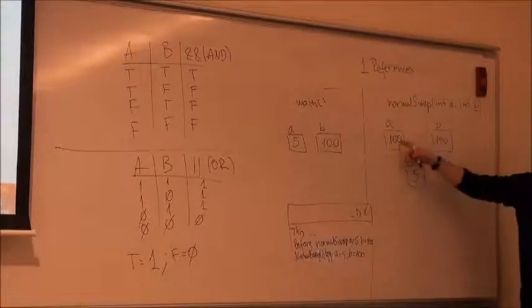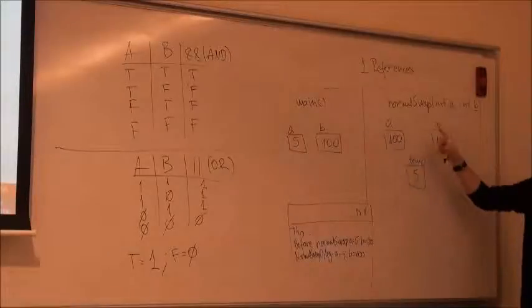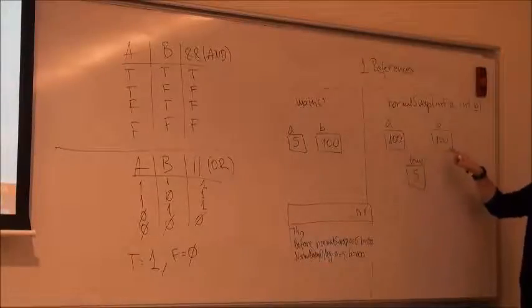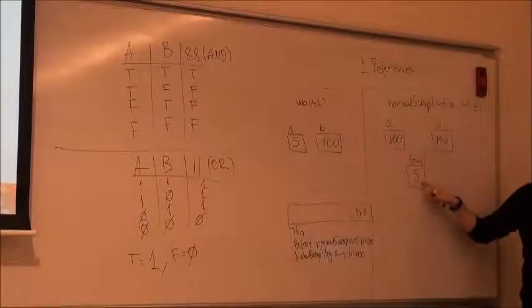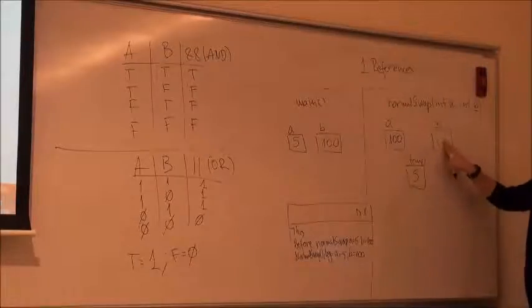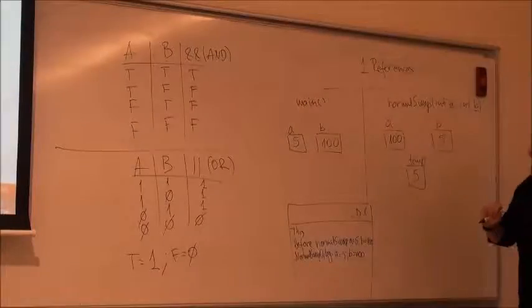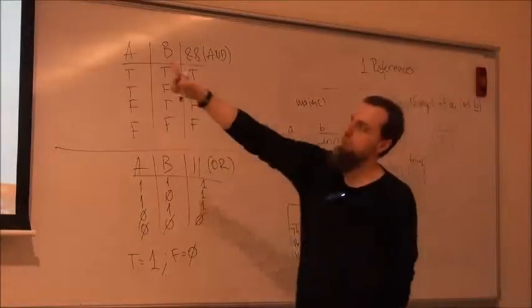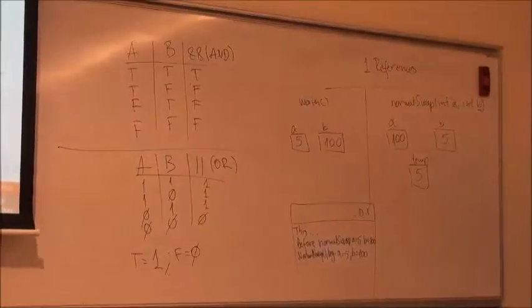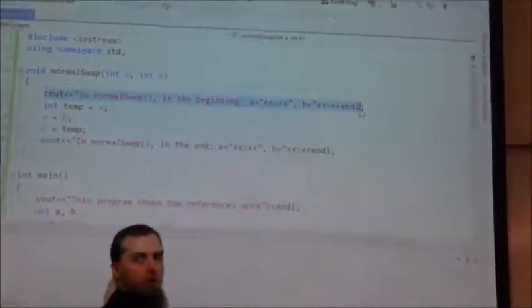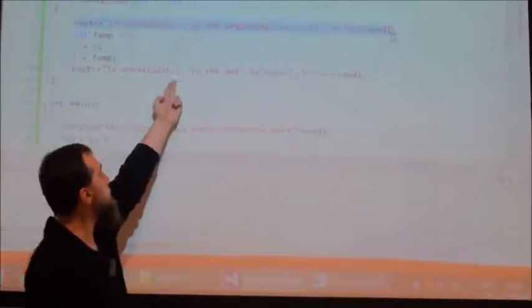So temp is equal to A, previous A was 5. A is equal to B is 100. And I'm saying that B is equal to temp. You saw the code. So B becomes 5. Now when I'm printing A and B, I'm printing the function. So we did these 3 lines. Now I'm printing this function here, okay? In normal swap, in the end.